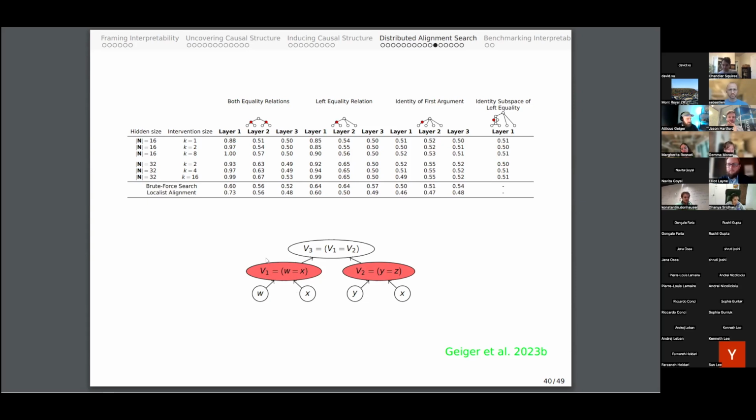And we are able to apply distributed alignment search and find in the first layer a rotation matrix. This is an MLP we train on this, so it's just feed forward with nonlinearities. But we're able to rotate the first layer and have 2 perfect halves, where one represents one variable, and one represents the other variable.